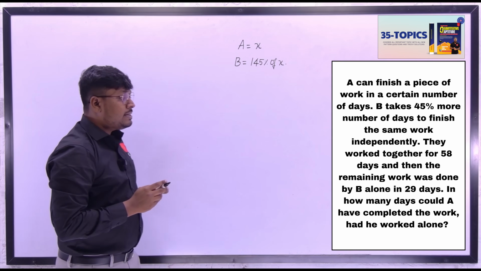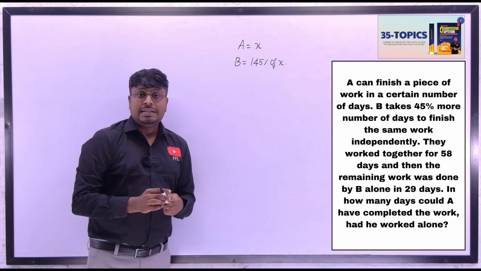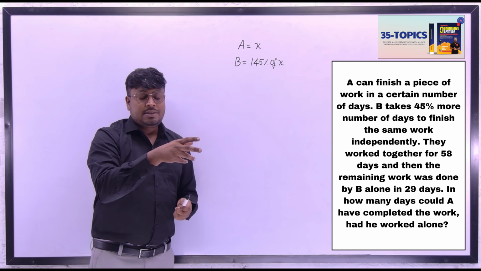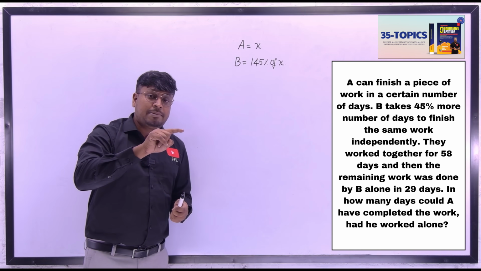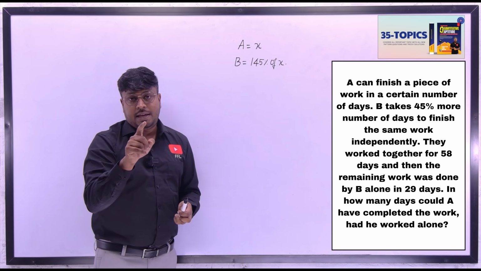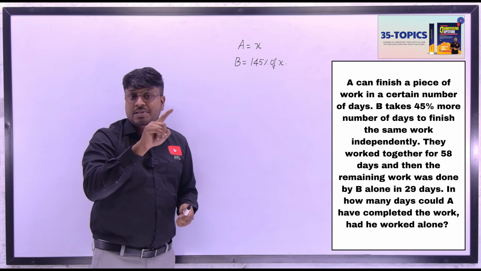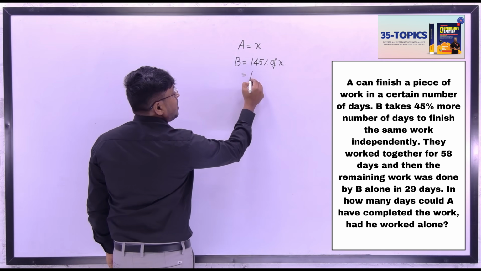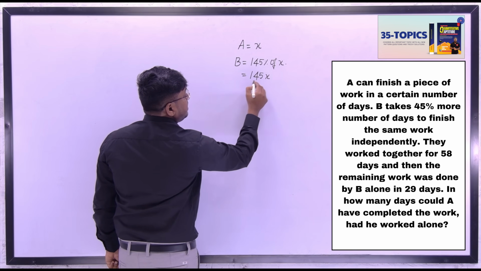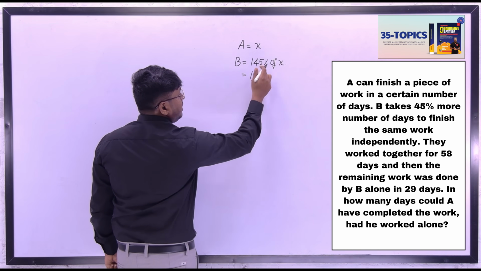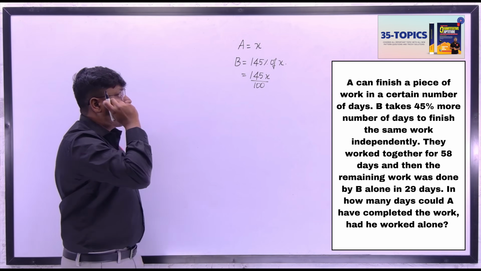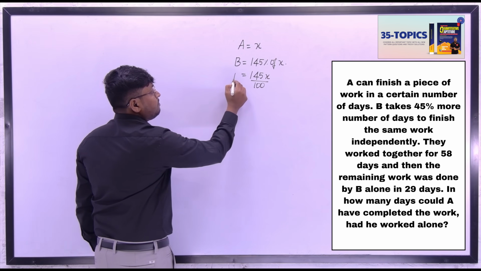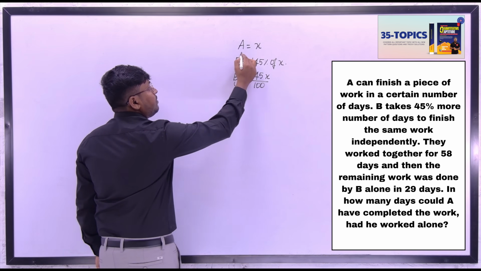Because what they are saying is A can finish a piece of work in certain days, and that certain number of days we assumed as X. The person B is working 45% more when compared to A, so B will be 145% of A. So 145% of X can be written as 145X divided by 100, converting the percentage into a normal number. This will be the value of B and this will be the value of A.